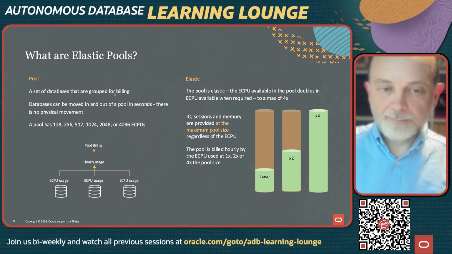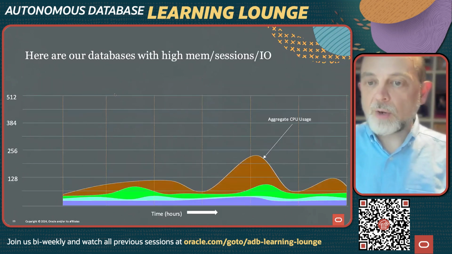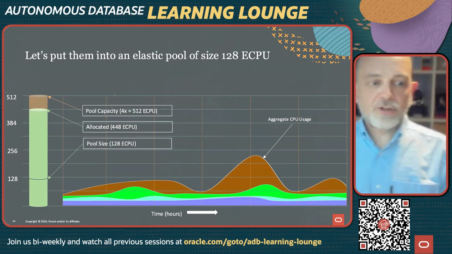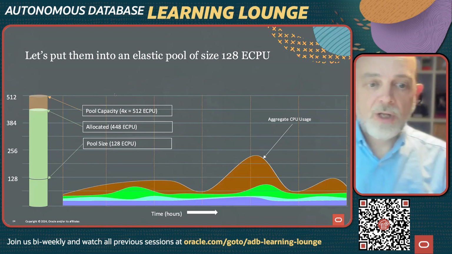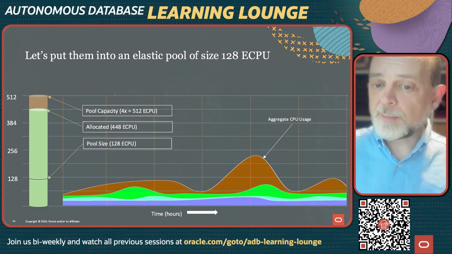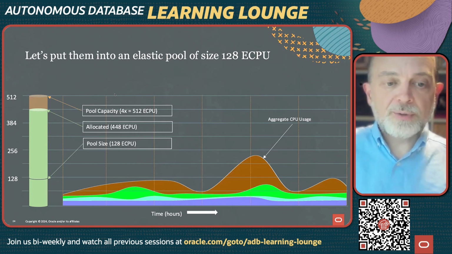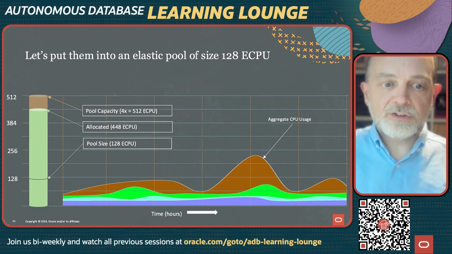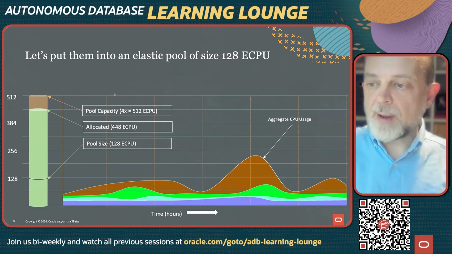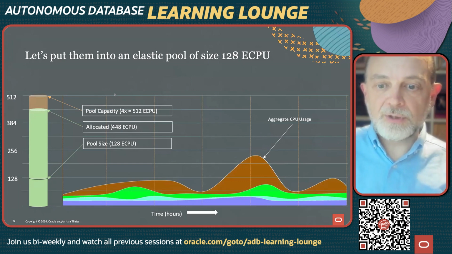And in extreme situations where your databases have really grown for a particular hour, we may end up charging 4x for that particular hour. So let's go back to that set of databases and see how it's different within elastic pools. We're going to start off with an elastic pool of 128 eCPUs. Now we're going to create databases in there. And our databases here, you can see the eCPU graph, but we're going to allocate 448 eCPUs. And it's important to remember here that you actually get all of the memory, all of the sessions and the I/O that come with those 448 eCPUs.